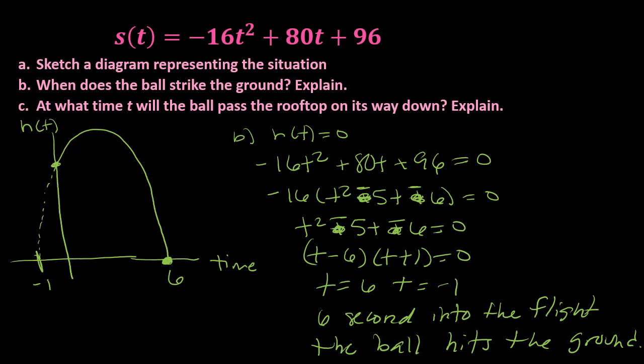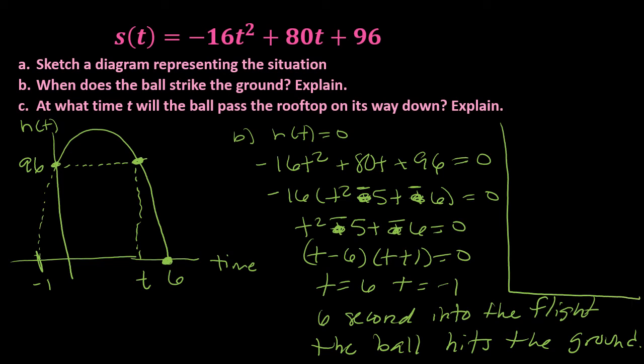Okay, and at what time t will the ball pass the rooftop on its way down? So if you come up to your graph, you're looking for this t value right here. And basically it tells you that the roof is 96 feet tall, so you have a 96 right here. I'm going to set this problem up for you, and then you guys can hit pause and work it.